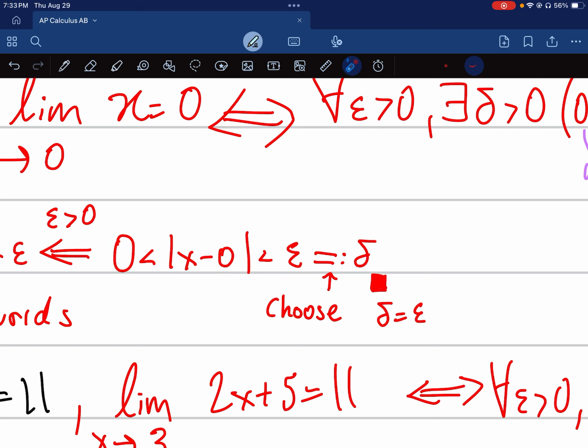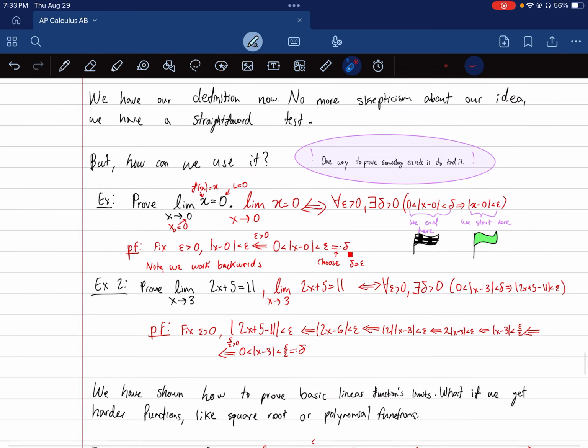And once we're here, we're just going to take whatever is on this side and choose delta to be that. This is what we're doing. We're defining delta to be epsilon, or we're choosing it to be that way. So choose delta equals epsilon, and we're done. We can just fill in our little box.